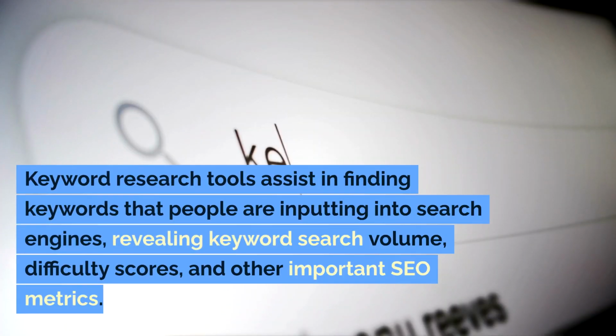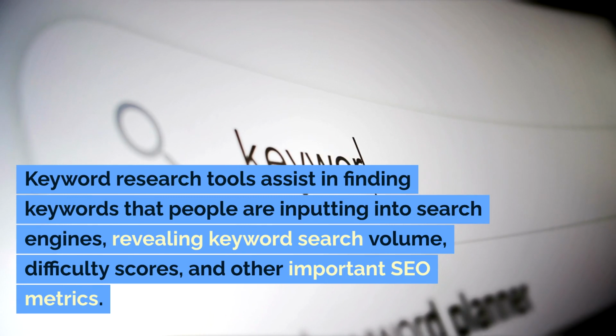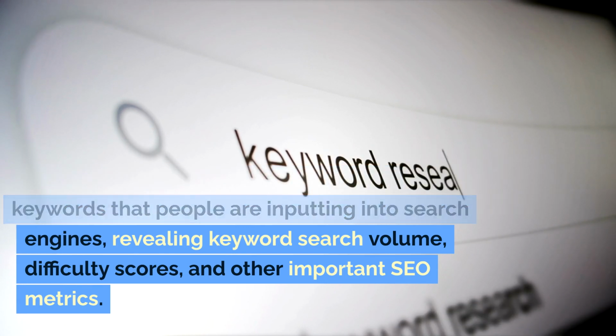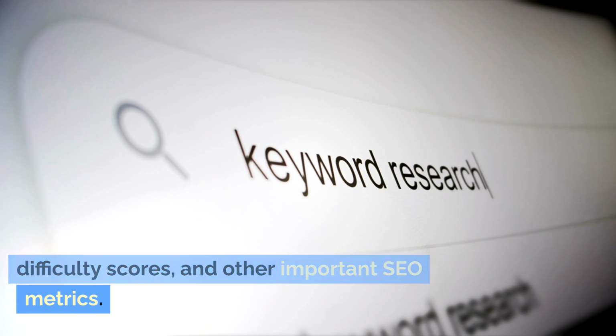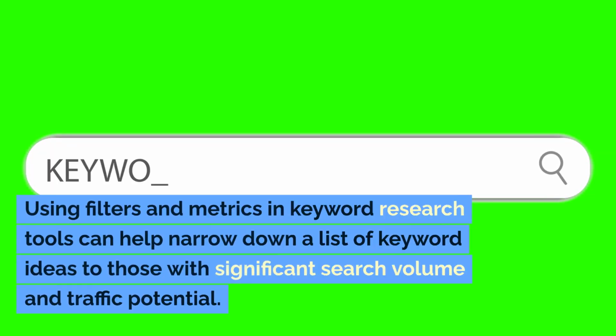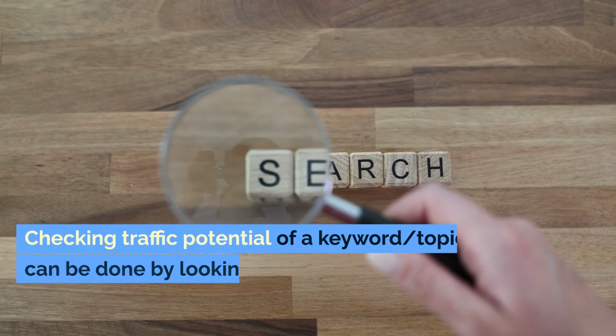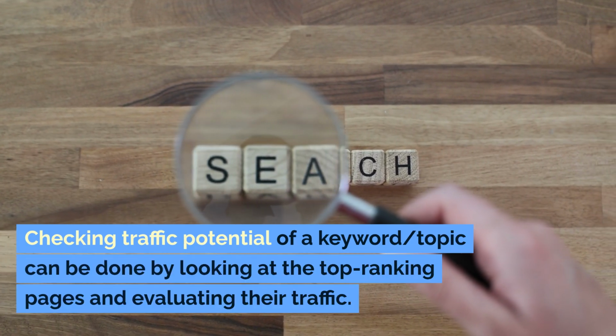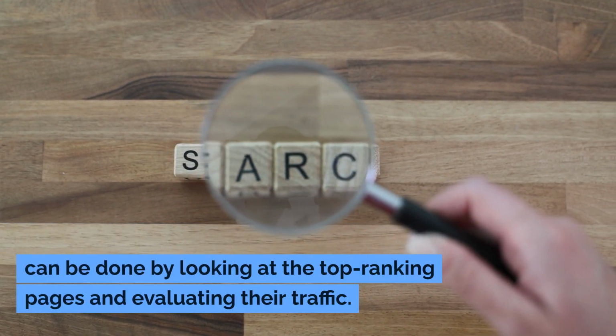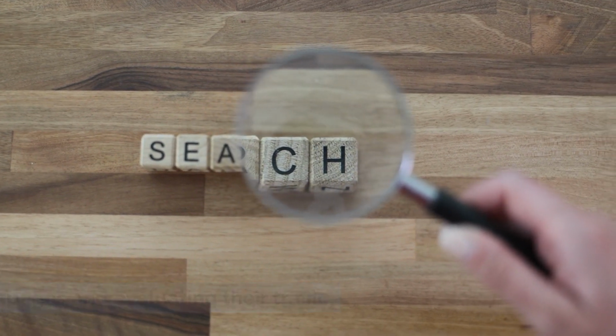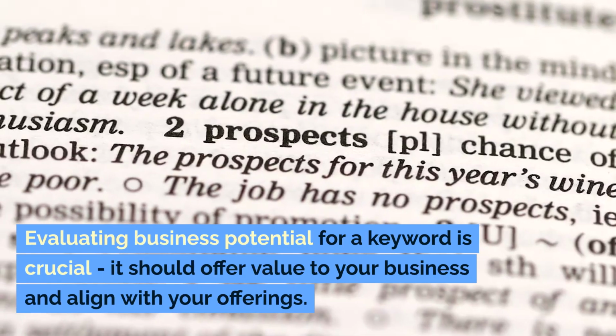Keyword research tools assist in finding keywords that people are inputting into search engines, revealing keyword search volume, difficulty scores, and other important SEO metrics. Using filters and metrics in keyword research tools can help narrow down a list of keyword ideas to those with significant search volume and traffic potential. Checking traffic potential of a keyword topic can be done by looking at the top ranking pages and evaluating their traffic. Evaluating business potential for a keyword is crucial.